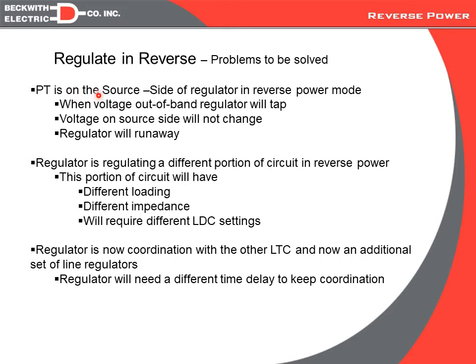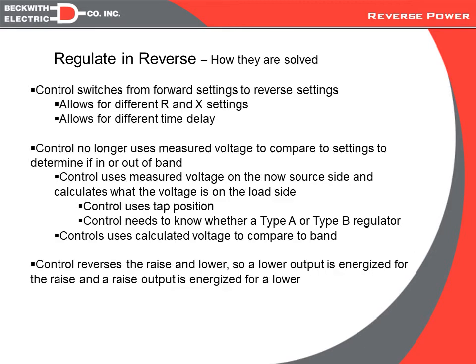First of all, the PT is now on the source side of the regulator, and we really need it to be in the load side of the regulator. And if we do not, we will have a runaway. Secondly, we are regulating a different portion of the circuit, therefore different loading, different impedances, and that will require a different line drop setting, RX settings. And finally, we have the coordination of the time delays. We are coordinating with a different set of devices, and therefore we would need a different time delay.